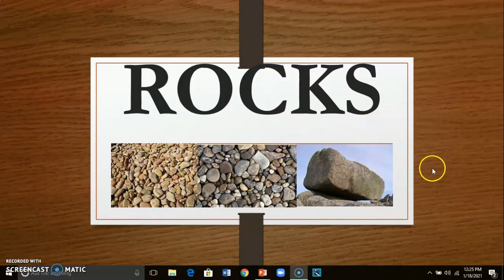Our topic for today is about rocks. We will learn what rocks are and how they form. Before we start, we will learn the vocabulary words first.